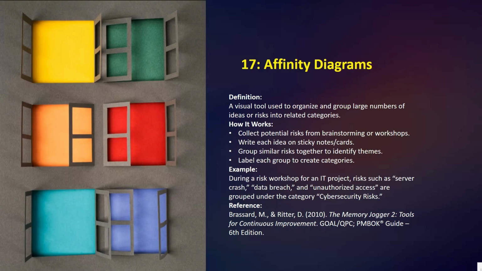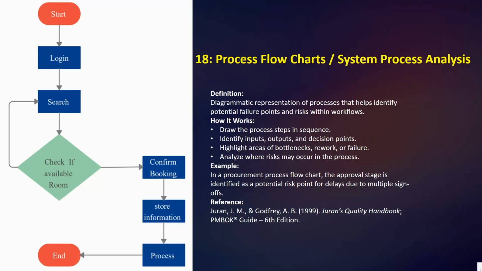Here we have an example during a risk workshop for an IT project: risks such as server crash, data breach, and unauthorized access are grouped under the category cyber security risk. Next we have number 18, process flow chart, or you can say system process analysis.